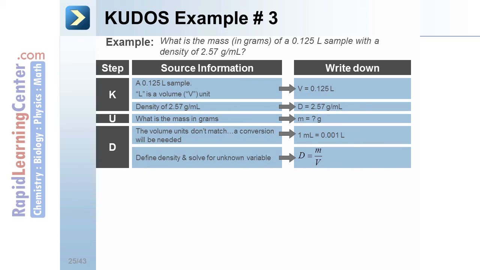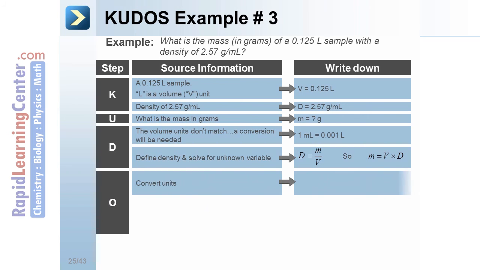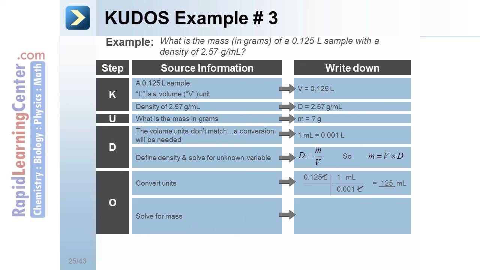The density equation is then rearranged to solve for the unknown variable. In the output step, the units are first converted by writing the known unit on the far left side of the workspace. The unknown is written on the right side. The ratio is arranged so that the known unit cancels to give you the desired unit. This new volume can be used in the density equation to solve for mass.